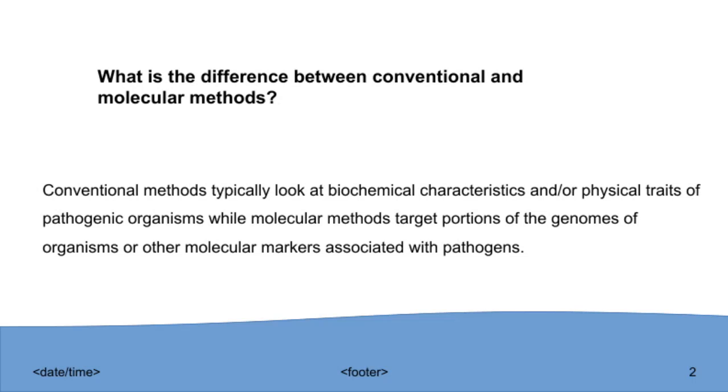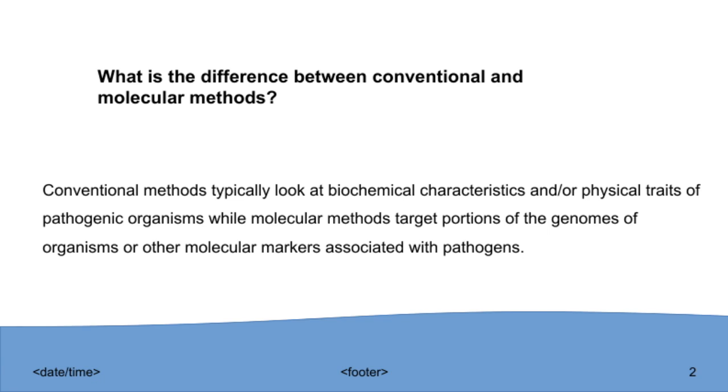Let's take a closer look at the key differences between conventional and molecular methods. Traditional, or conventional, methods usually focus on observing the biochemical characteristics or physical traits of pathogenic organisms. This means we look at things like their appearance, behavior, or how they react in certain tests. These methods have been used for a long time and are quite reliable, but they can sometimes be slower or less specific. On the other hand, molecular methods take a different approach.